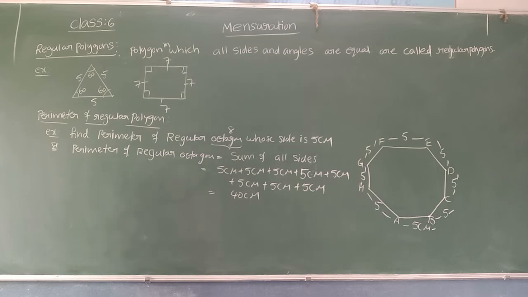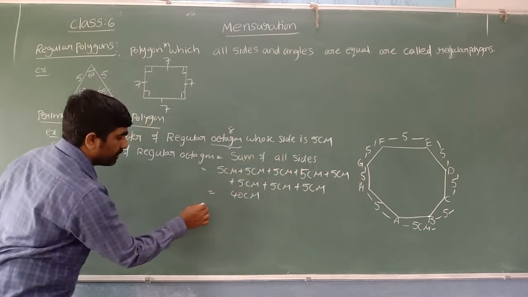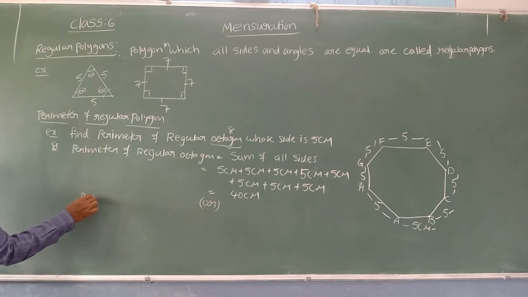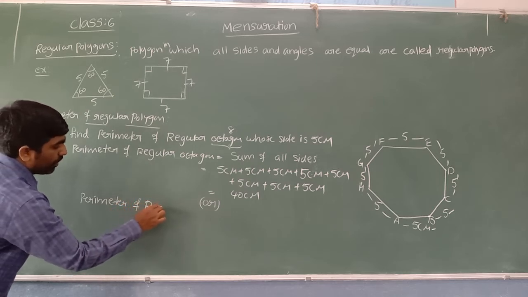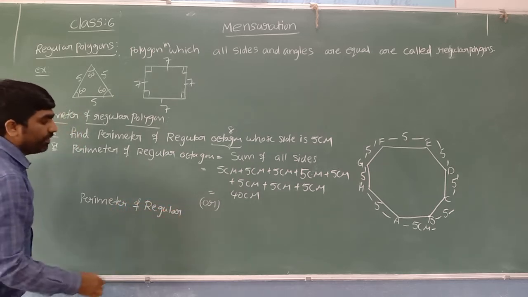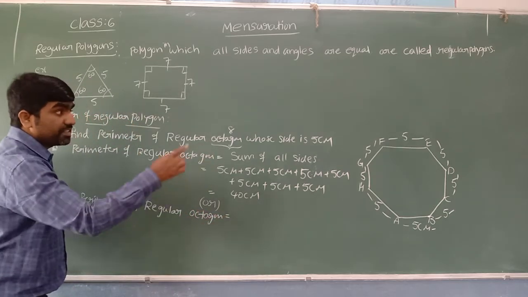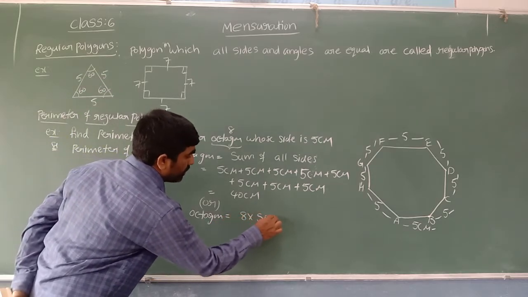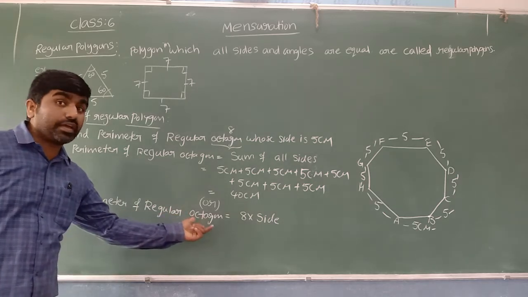So the perimeter of the octagon, how much is it equal to, beta? 40 centimeters. See here, all sides are equal. Instead of adding all the sides, better we can see if there is an alternate. Yes, we have an alternate. We can make a formula. The perimeter of a regular octagon is equal to... how many sides are there? 8 sides. 8 into the length of the side, we can write now. This is the formula we can write for the perimeter of a regular octagon.